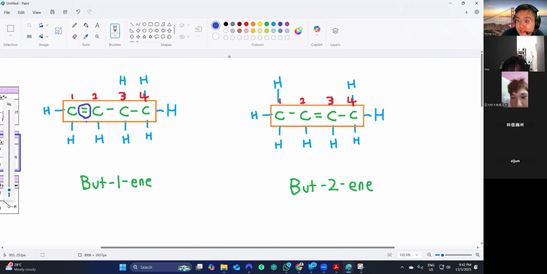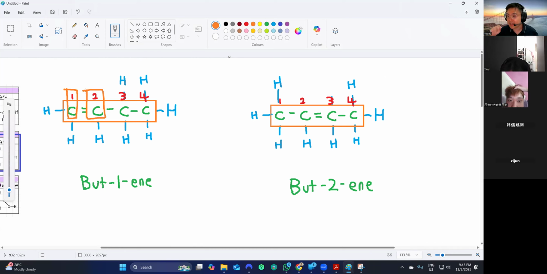Can you see the double bond? Okay, yes, she nodded her head. So that's what's special about this ENE. It has a double bond. And then you see, where is this double bond? It is in the first one. That's why this one is called but-1-ene. That's where the one comes from. Let me circle it. Because this double bond is linked to the number 1 carbon and the number 2 carbon.